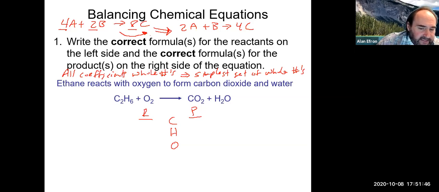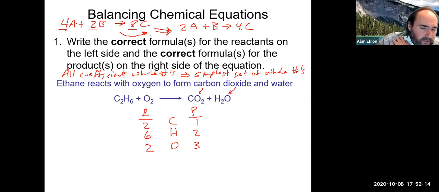On the left-hand side, I have 2 carbons. On the right-hand side, I have 1 carbon. On the left-hand side, I have 6 hydrogens. Right-hand side, I have 2 hydrogens. Left-hand side, 2 oxygens. And the right-hand side, 2 oxygens there, plus 1 more there, gives me 3 oxygens. So in this particular case, not much is balanced.